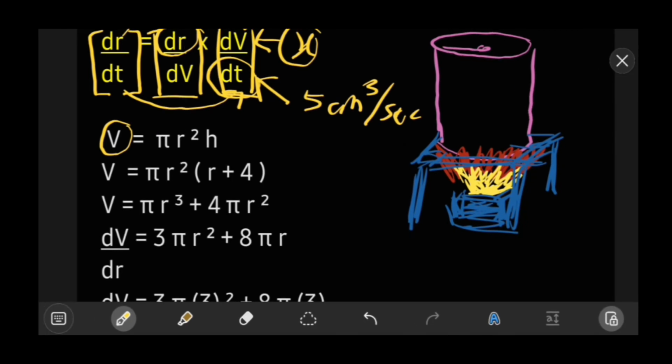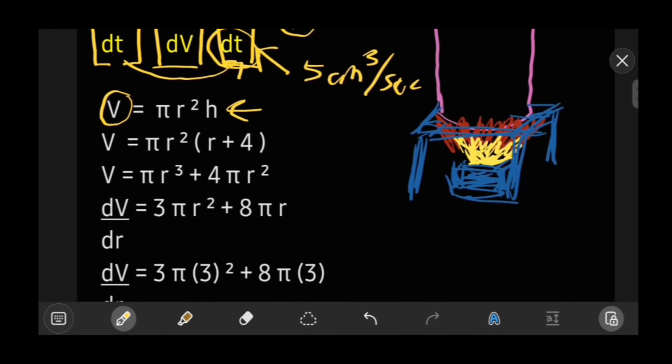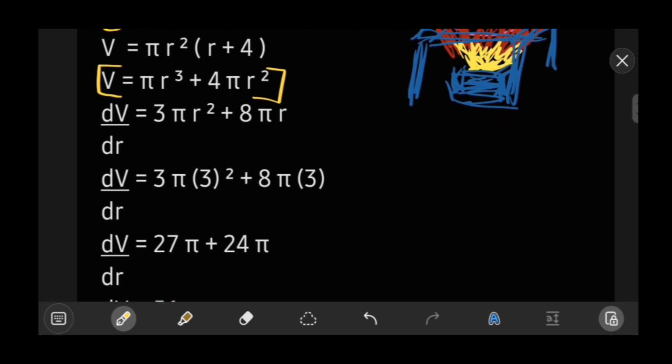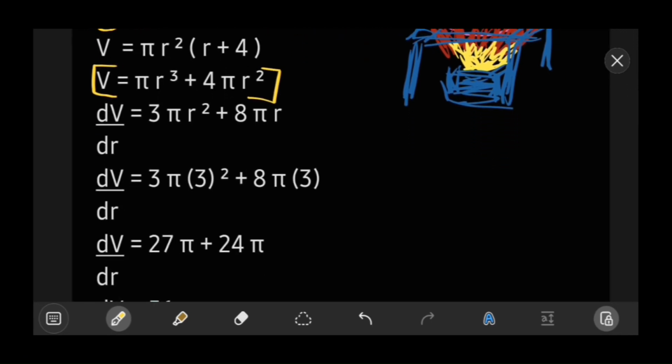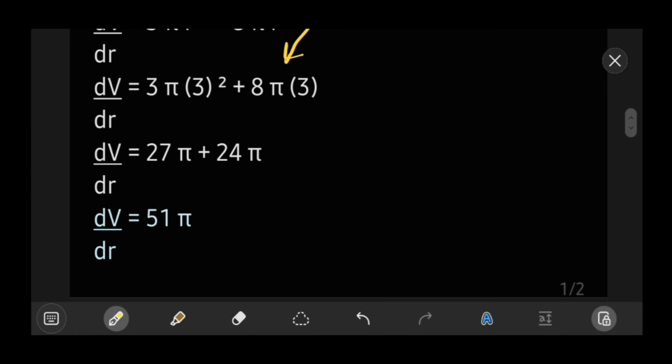The volume for the cylinder is pi r square h. And from the information, we know that h is r plus 4 centimeter. So I substitute r plus 4, and V equals pi r cube plus 4 pi r square. Then we need to differentiate V, dV over dr. After differentiating it, we get 3 pi r square plus 8 pi r. Then I'll substitute r as 3. And the answer for dV over dr is 51 pi.